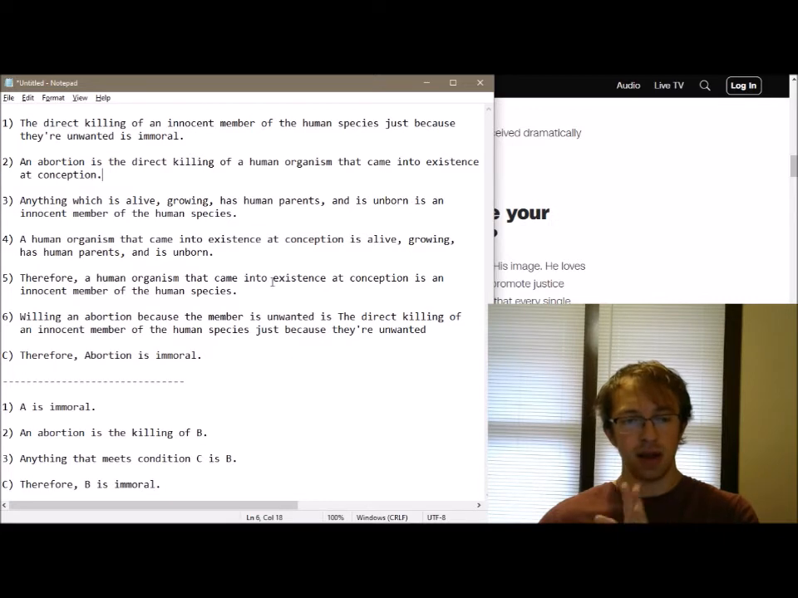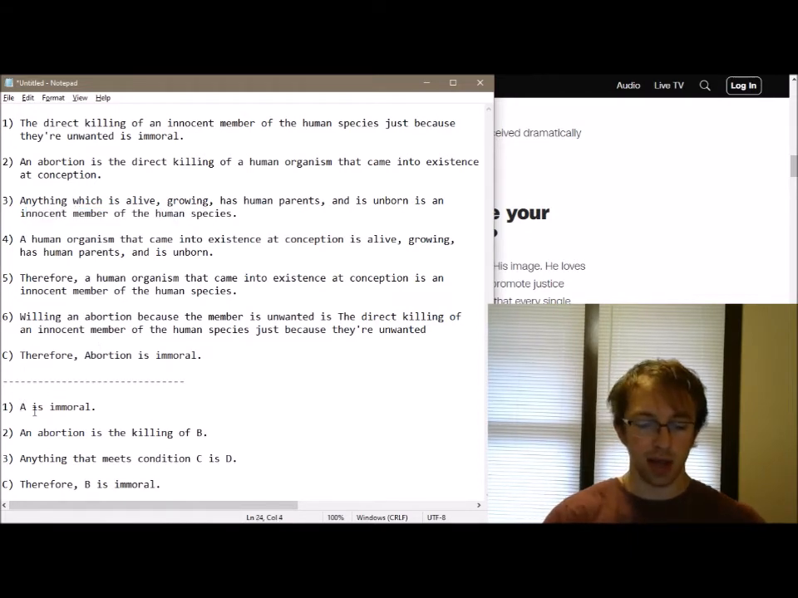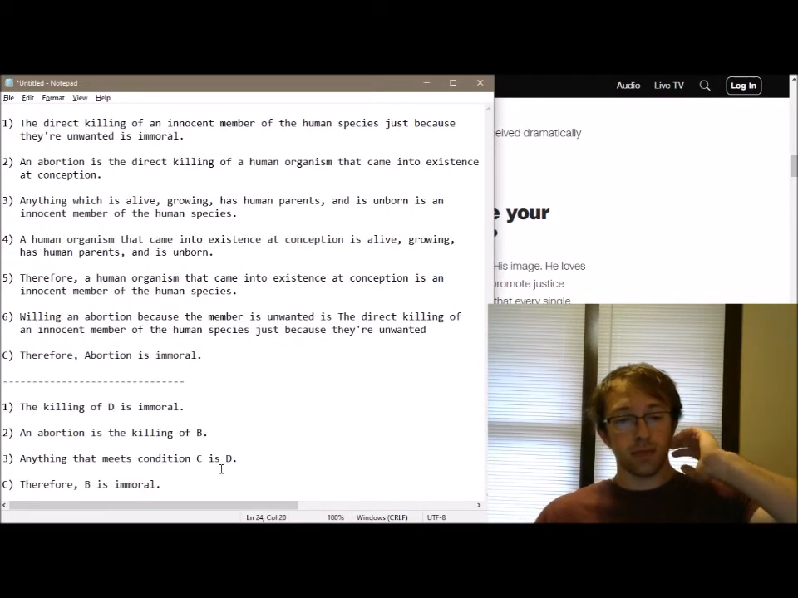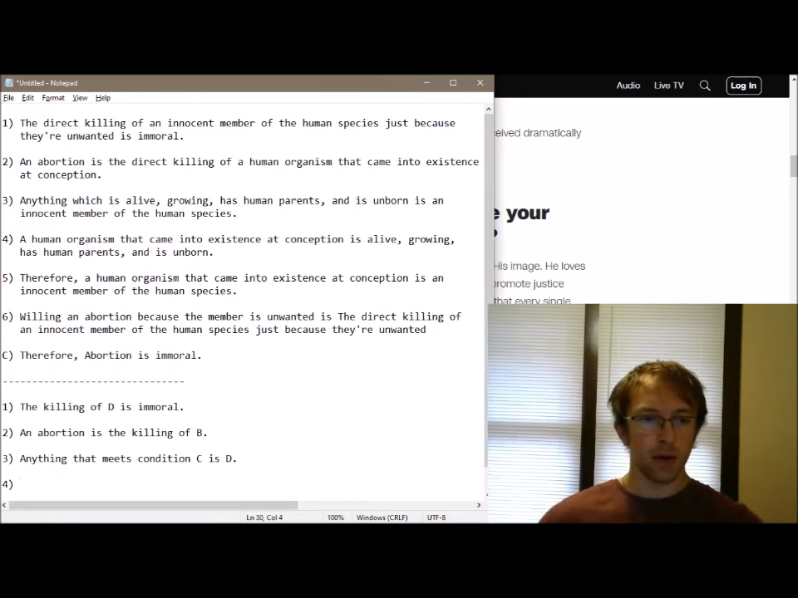Oh, no, I screwed that up. Okay. We've got to say anything that meets condition C is D. What is D? D is an innocent member of the human species. And we should say premise four: the killing of D is immoral, right? Okay. A human organism that came into existence at conception.